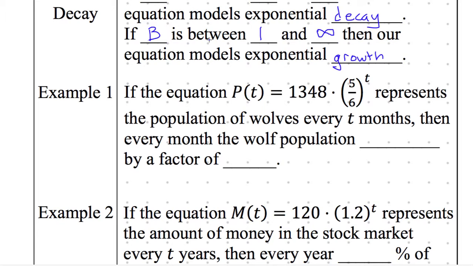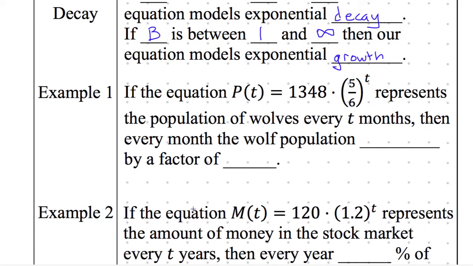So I have an exponential function. Look, I have a starting value of 1,348. I have this common ratio of 5/6. I have a variable in the exponent. It looks like an exponential function because it is an exponential function. All right, so that's going to represent the wolf population. That's getting changed every t months. I want to know what's happening every month with the wolf population. Is it increasing or decreasing?